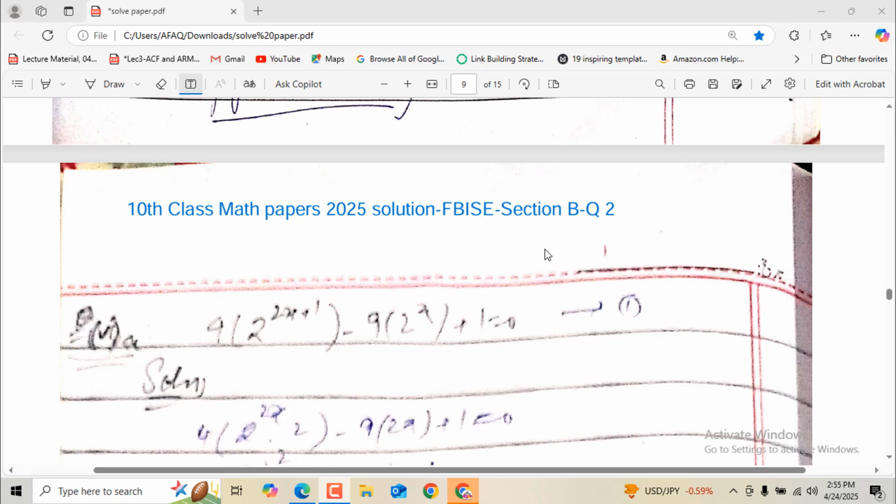In this class we will cover part 6 and subpart A of question number 2 of section B, which is related to the 10th class math paper 2025 solution. And this paper belongs to the Federal Board Education System. So here is the first part of part 6 of question 2.